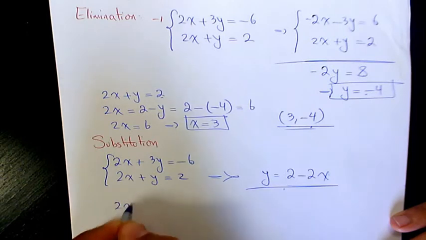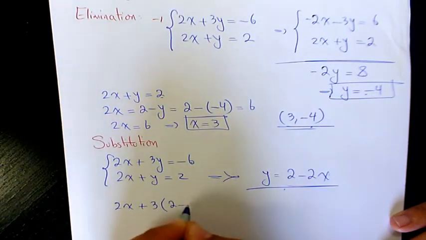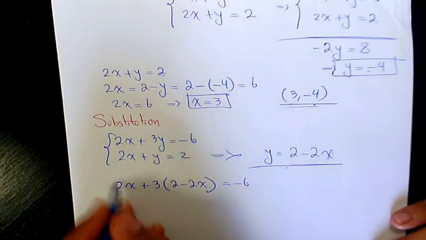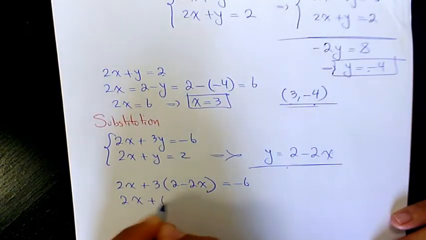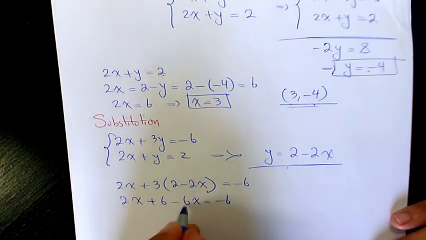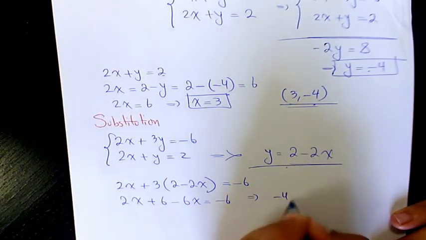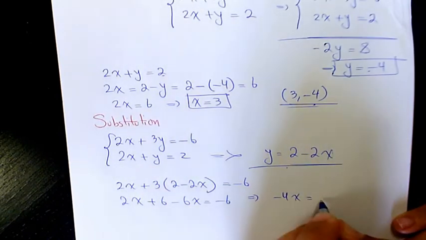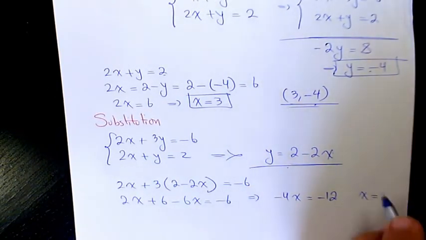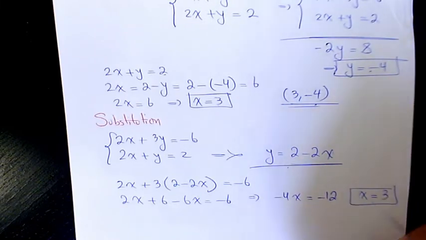It's going to be 2x plus 3 times (2 minus 2x) equals negative 6. So we have 2x plus 6 minus 6x equals negative 6. So 2x minus 6x is going to be negative 4x. Negative 6 and negative 6, negative 12. So x will be negative 12 divided by negative 4, which is going to be positive 3.